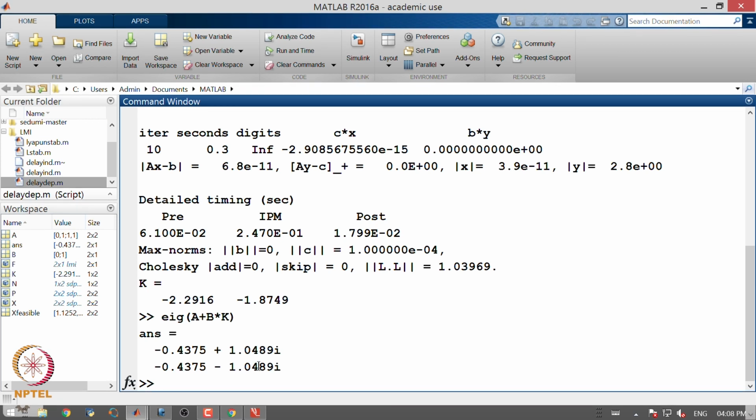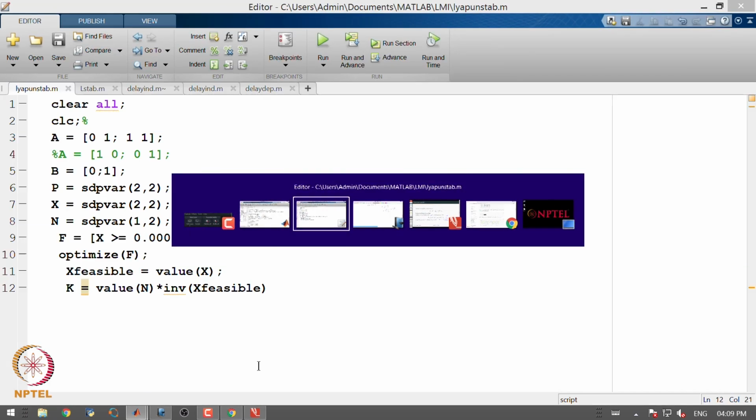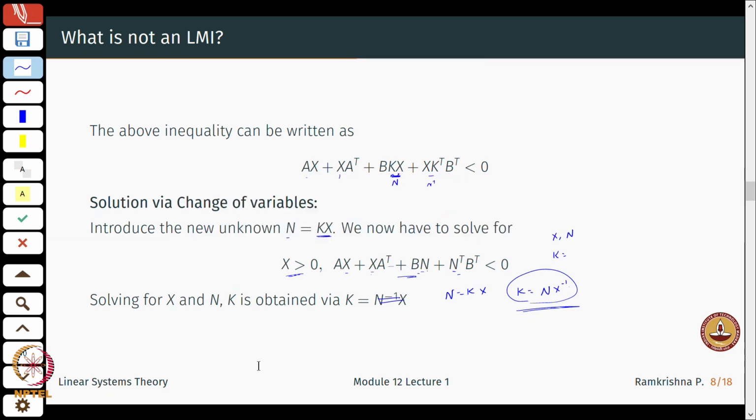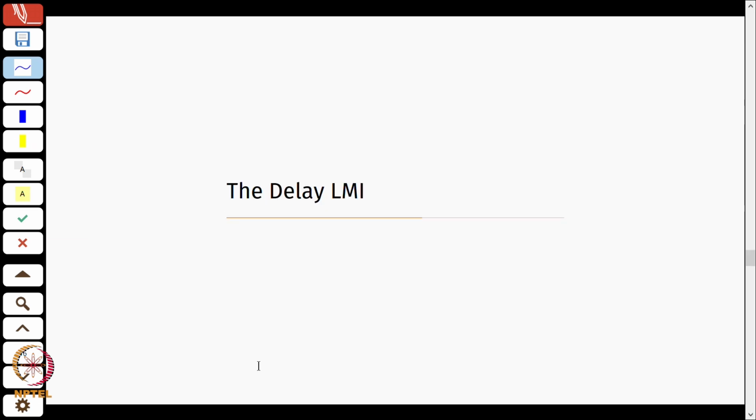You can try out the discrete time version of this, you can try out Schur complements and so on, but I will just leave that to you. It is just a matter of typing down the code. Okay, a few more examples I would like you to quickly do here.